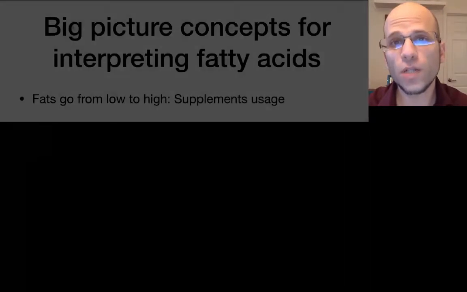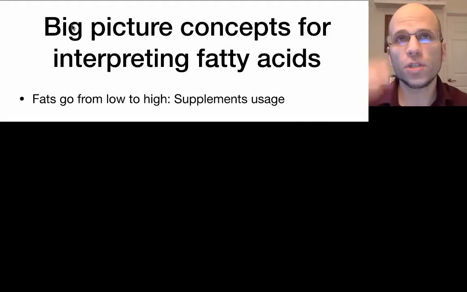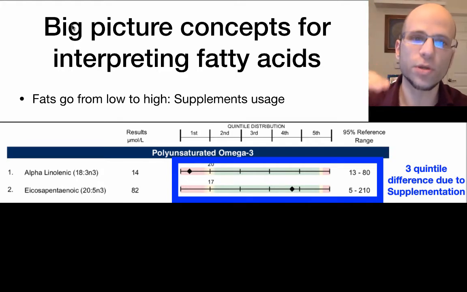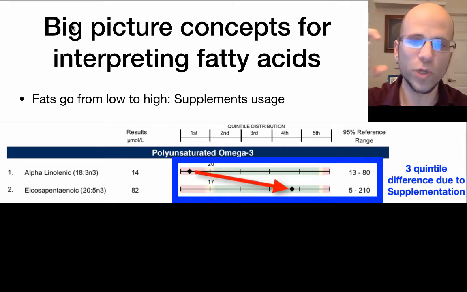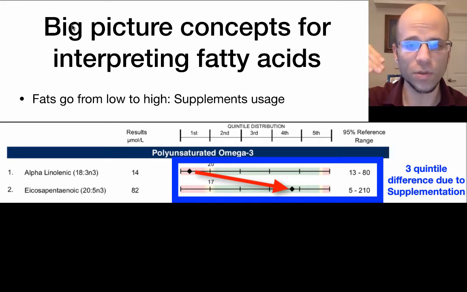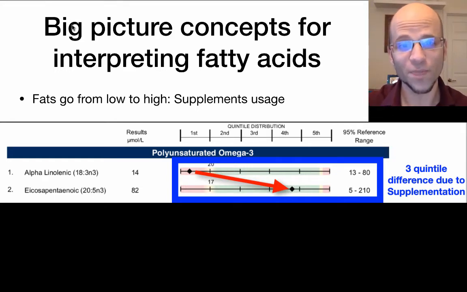So first concept is, in the progression of the conversion of one fatty acid to another, if fats go from low to high by jumping too quickly, if they jump by 2 statistical quintiles or more, then there's something off there. That means it's a supplementation issue. So if someone goes from a first quintile ALA to a fourth or fifth quintile EPA, that's someone supplementing with fish oil, for example.